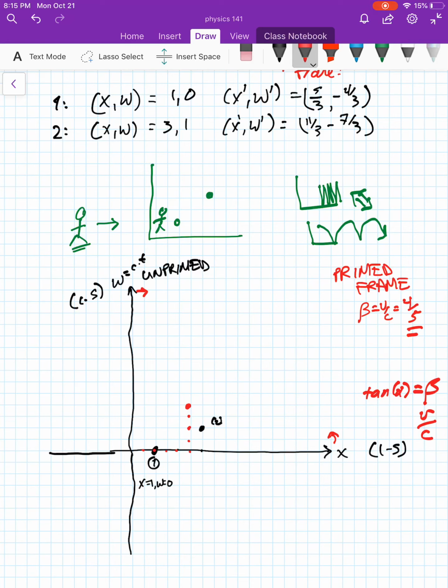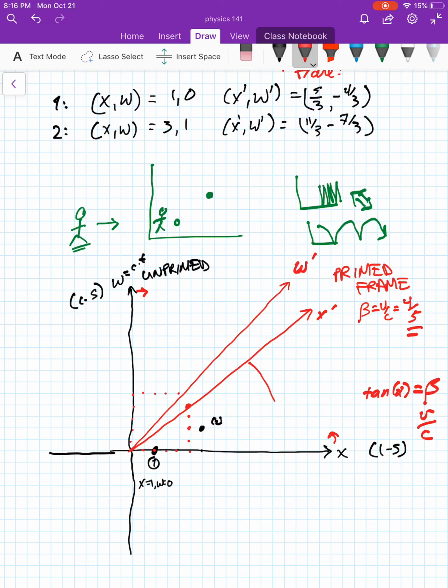Right, this is 1, 2, 3, 4, 5. 1, 2, 3, 4. This is now our x prime. And in the similar way, 1, 2, 3, 4, 5. 1, 2, 3, 4. This is our t prime, or I'll just call it w prime axes.